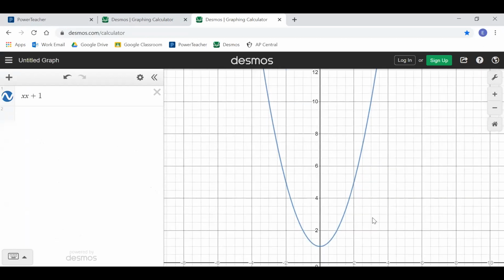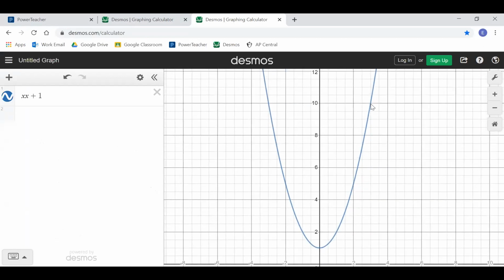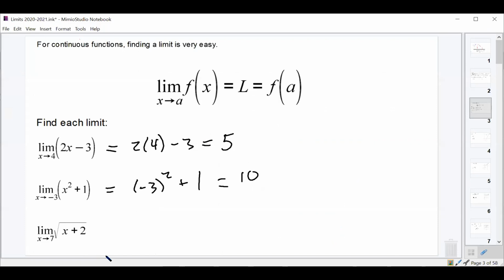And as we approach 3, we'll see that the value of the function is 10. We can get as close to 10 as we want by plugging in 9.99999 for the y and solving it for x if we wanted to. Okay. Continuous function, the limit is just the value of the function. What about this last one here? The limit as x approaches 7 of radical x plus 2.